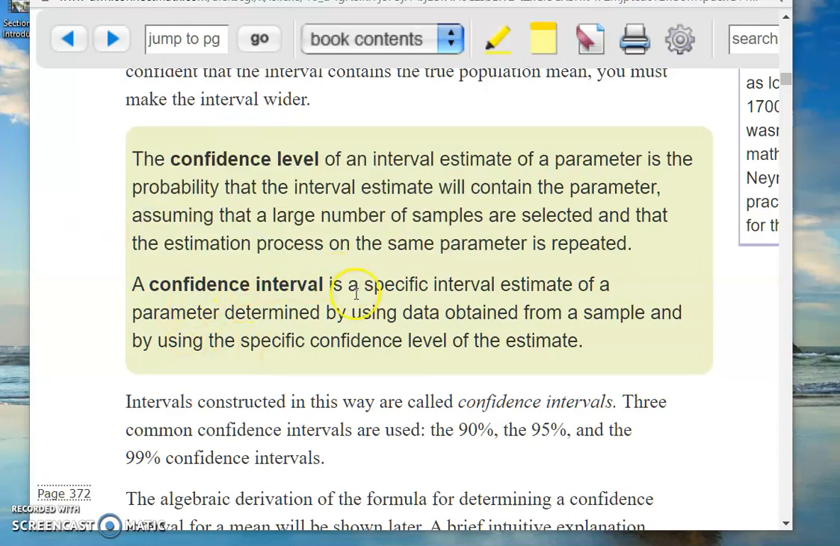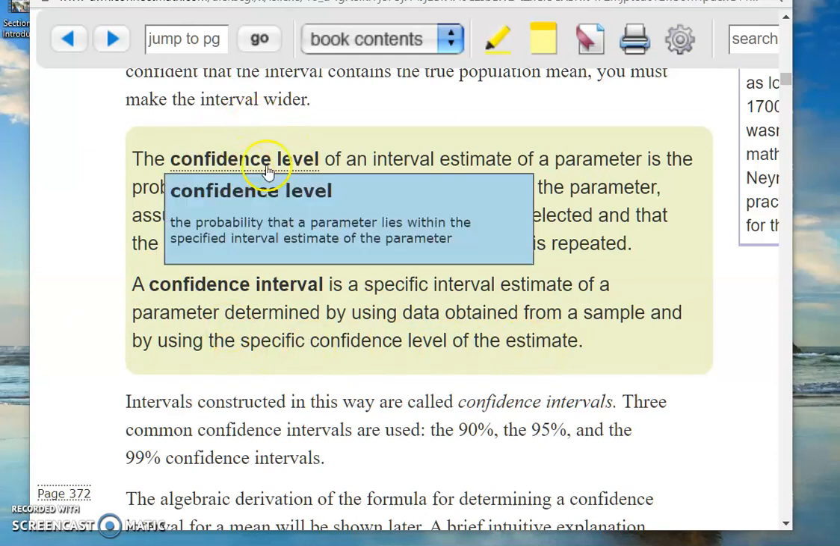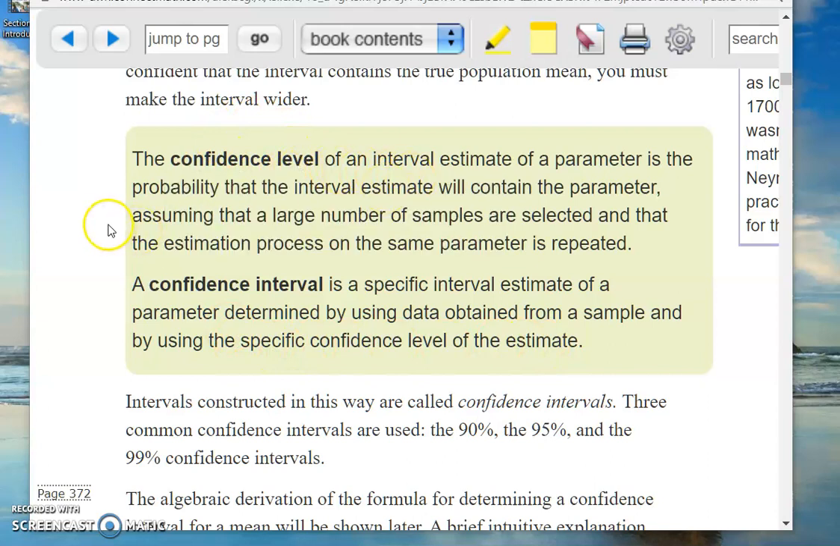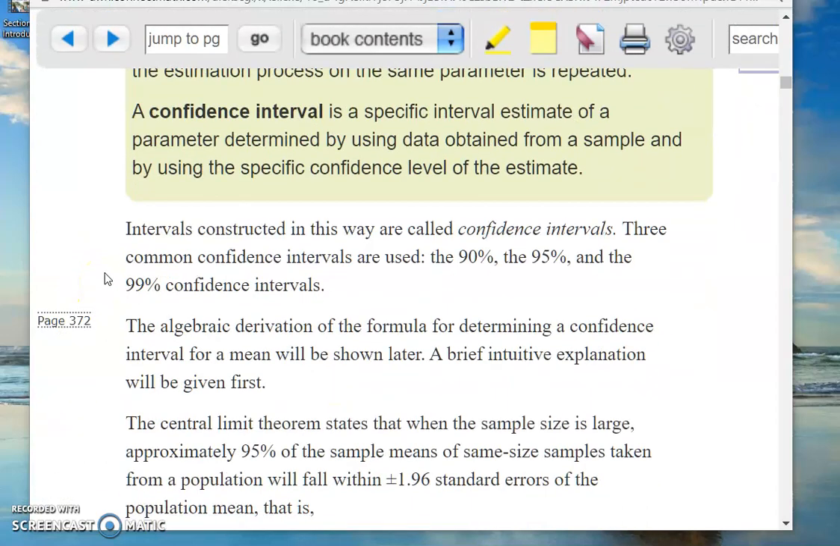So here's the confidence interval. That's a specific interval estimate of a parameter. And you determine that by using data obtained from a sample and by using the confidence level that you desired for the estimate. So do you see what's going on here? You pick this first. You say, well, I want to be 95% confident. Well, if you want to be 95% confident, that will determine what the confidence interval is going to be.